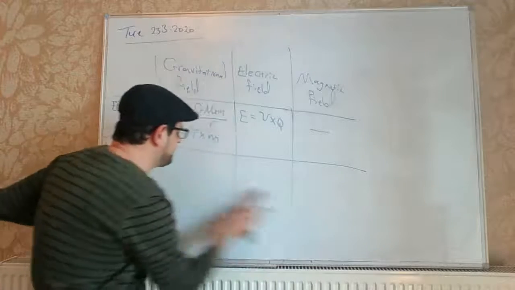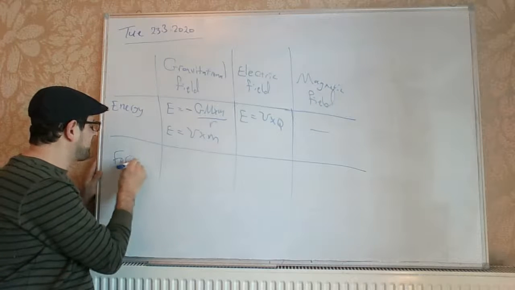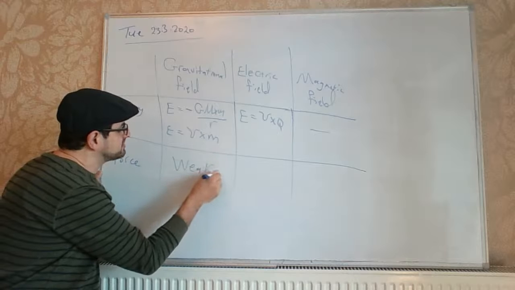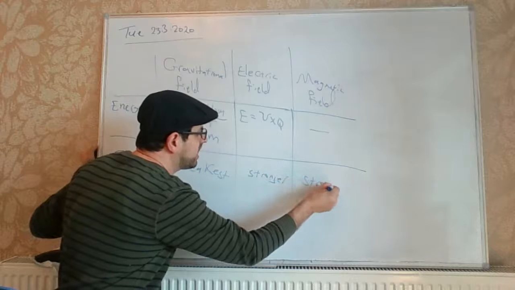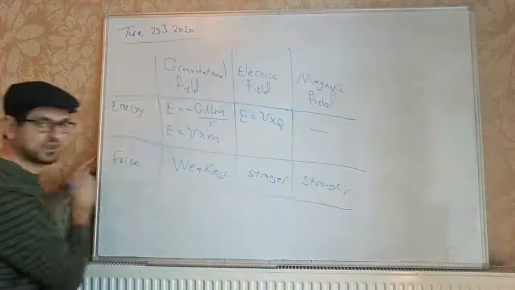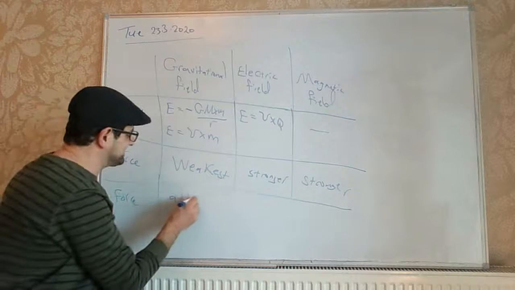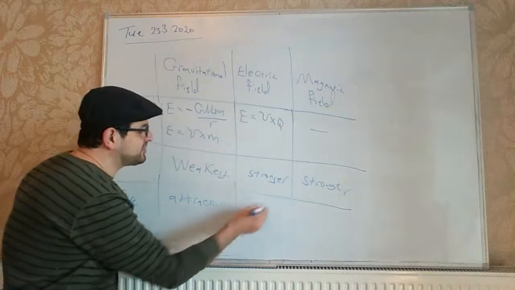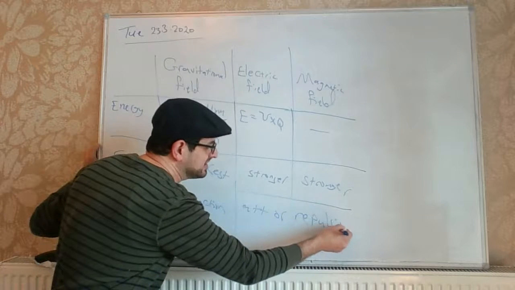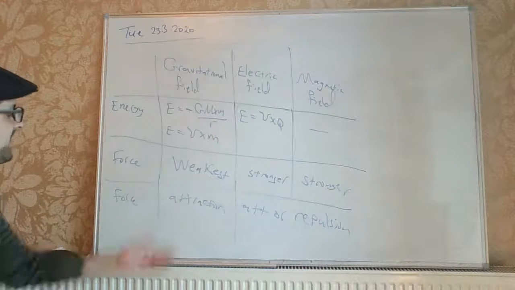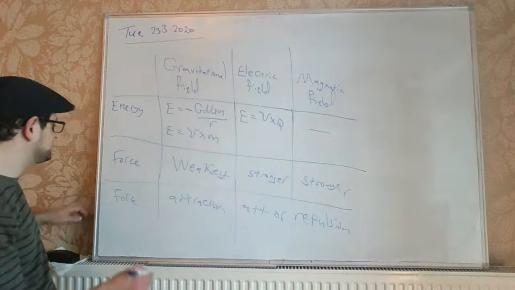If I want to make a real comparison between them, if I want to talk about the force, here it's the weakest force. Here it's stronger. Both are stronger. Only the gravitational is the weakest. Here the force is always attraction. Here it could be attraction or repulsion in both cases. North and north repel, positive and positive repel. But here it's always attraction, whatever it is.